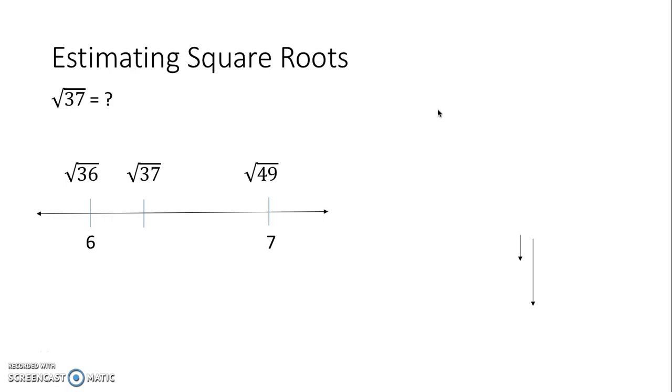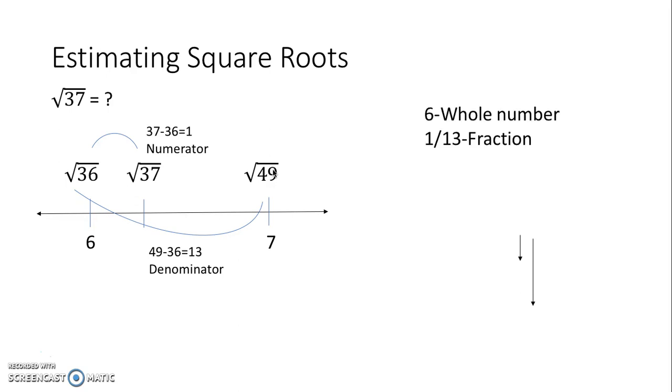Okay, the next thing we're going to do is find the difference between 36 and 37. We know that 37 minus 36 is 1, and that's going to be our numerator. Then we're going to do the same thing with the difference between 36 and 49. 49 minus 36 is 13, and that's going to be our denominator. When we put all of that together, 6 is our whole number, and 1 over 13 is our fraction.